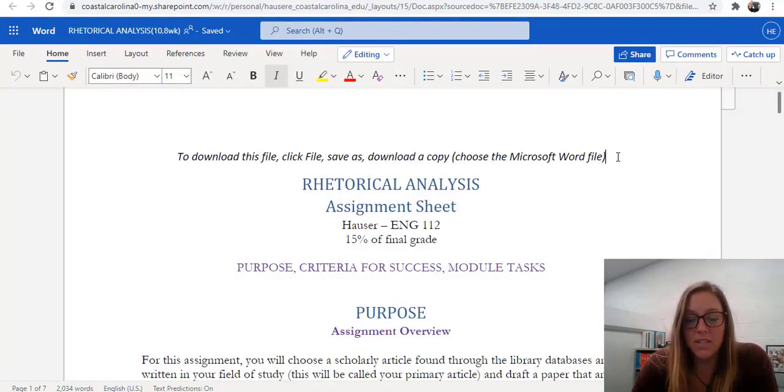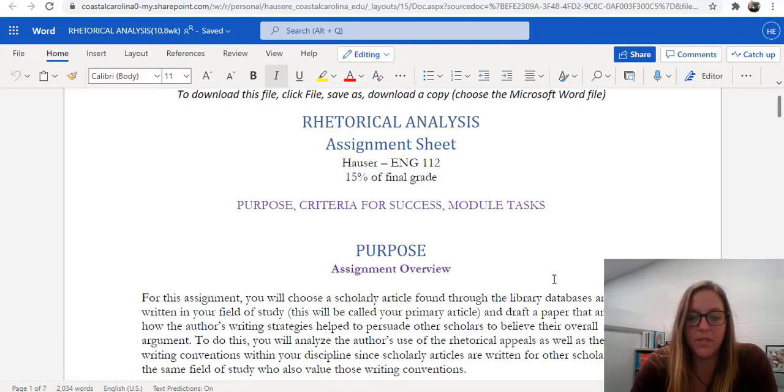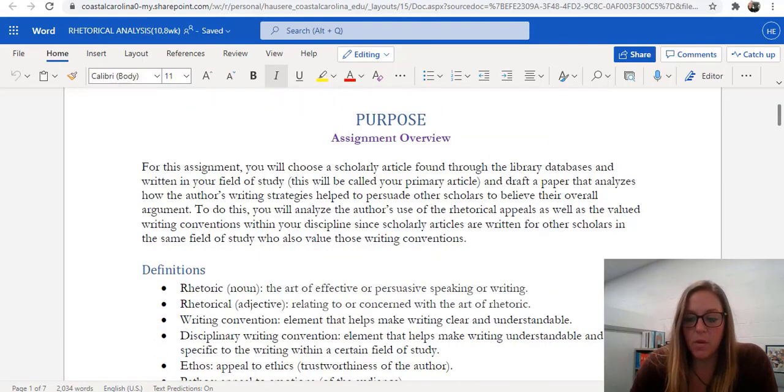The rhetorical analysis final draft is worth 15% of your final grade. This assignment sheet includes the purpose, the criteria for success, which is like a rubric, and also the step-by-step tasks that you're required to complete to write a successful final draft. I'm going to read this assignment overview.